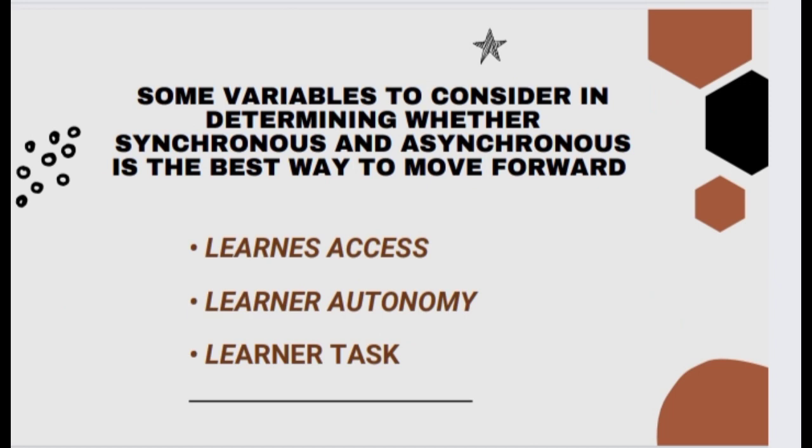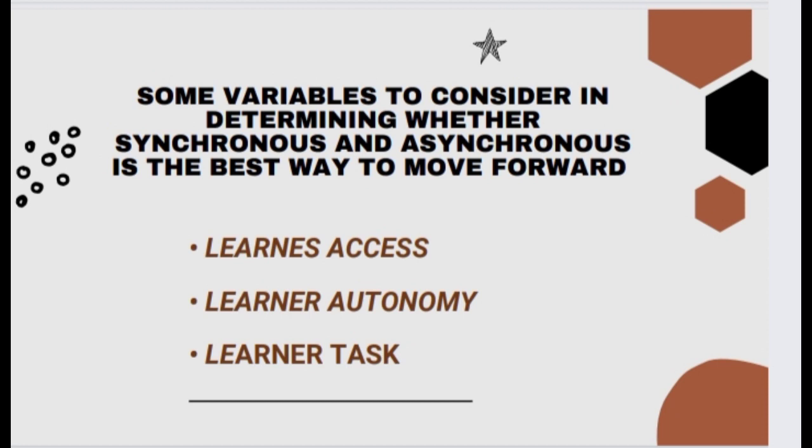Some variables to consider in determining whether synchronous or asynchronous is the best way to move forward are learner access, learner autonomy, and the learner task. When we say learner access, in online learning, learners can only participate if they have access. Asynchronous activities create space for learners to find time to get online and participate given their various contexts.